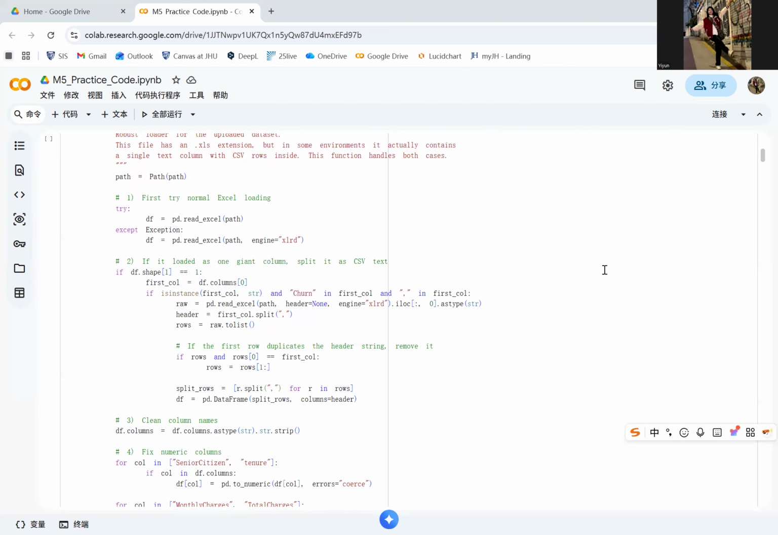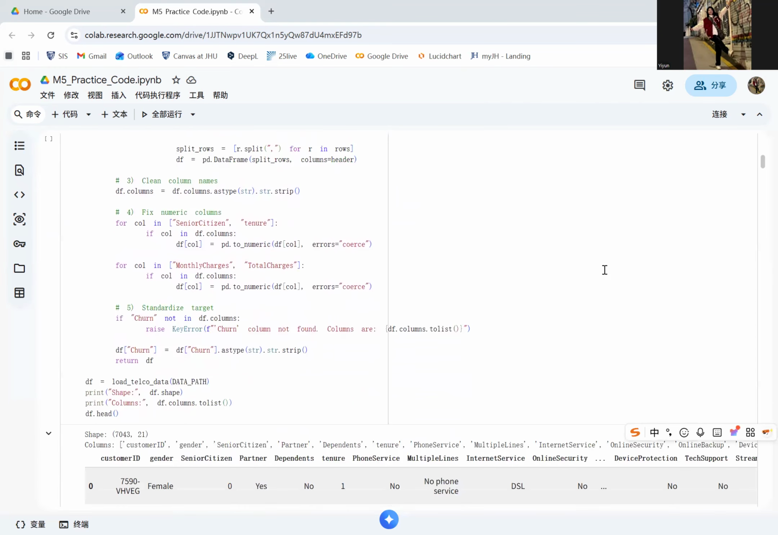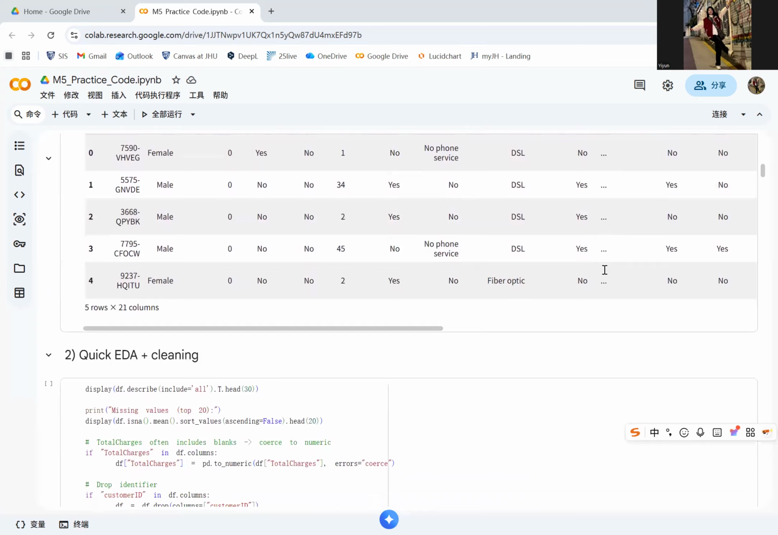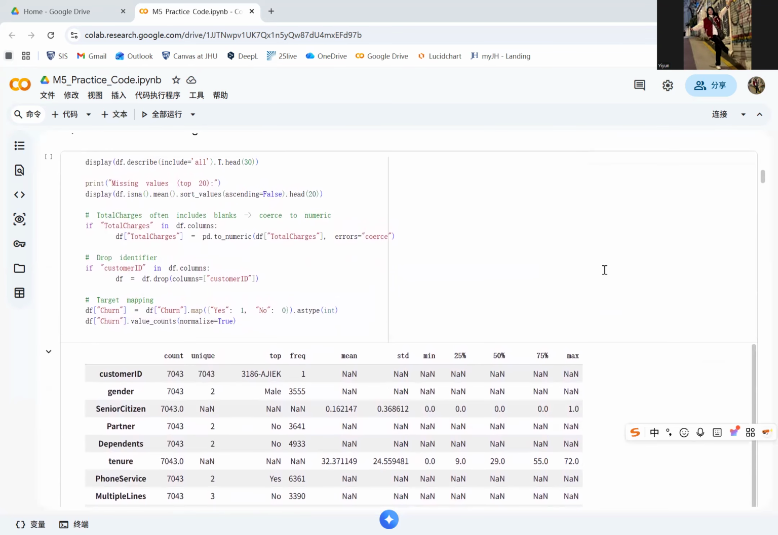After loading the dataset, I perform some basic processing steps. These steps include cleaning column names, converting certain variables into numerical format, and also handling some missing values. For example, the total charges column sometimes appears as a string or blank value, so it's converted to numeric while invalid values are handled appropriately. These processing steps ensure that the dataset is clean and suitable for modeling.